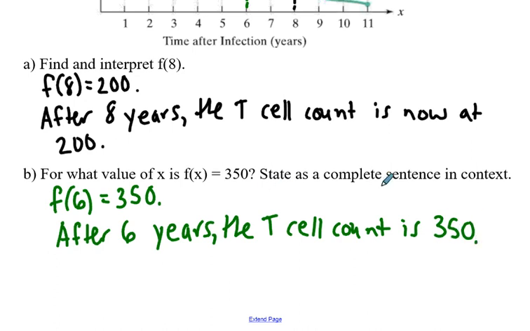That's what it means to write it in context. It means explain it in the scenario of what we're talking about. We're talking about years, and we're talking about T cell counts.